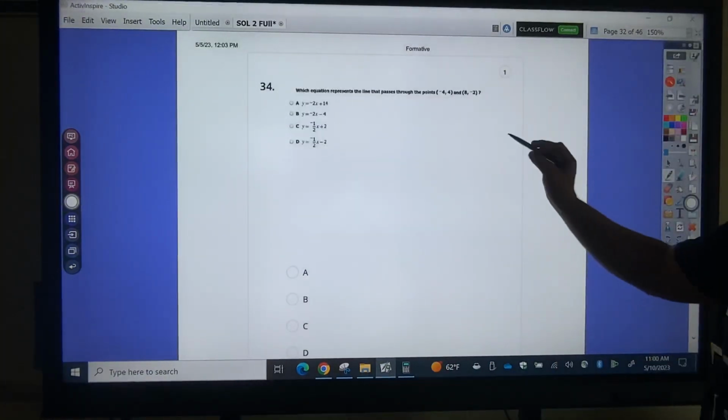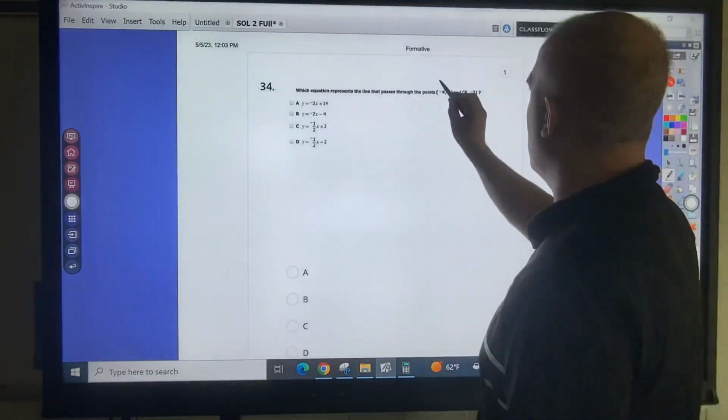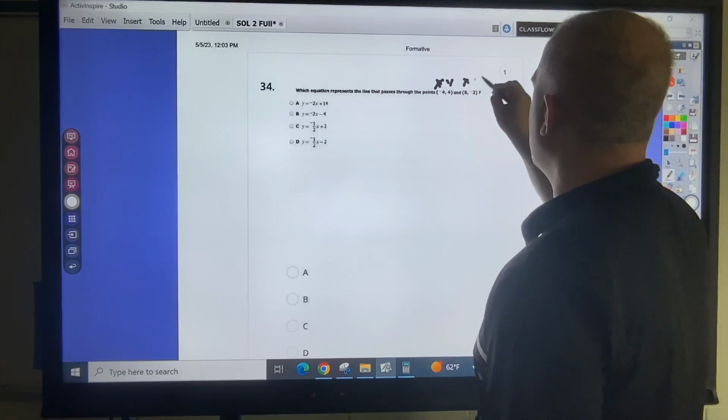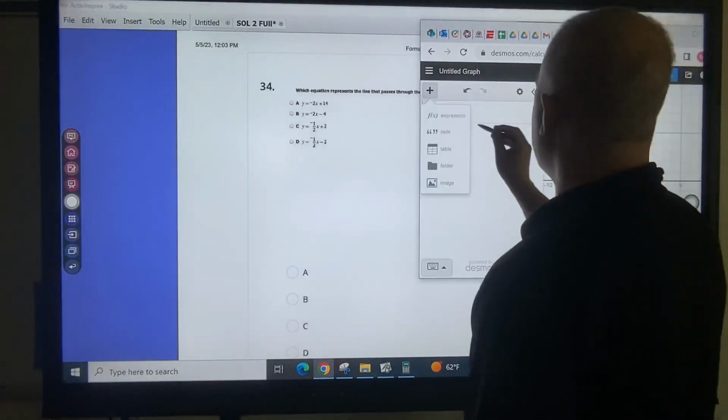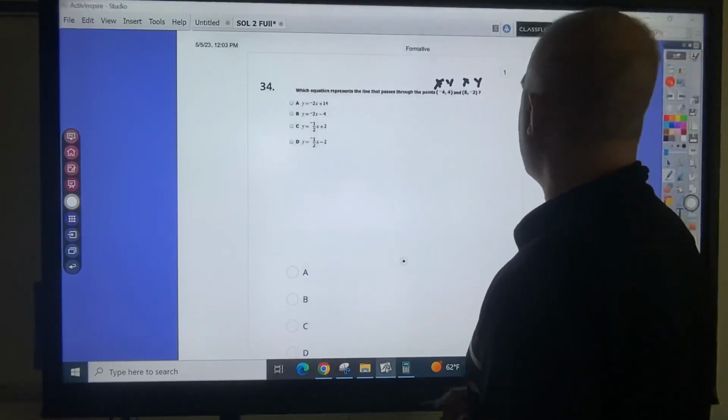Okay, this one's also a line of best fit because these are all lines, x, y, x, y. Okay, so I'm just going to delete that, make a new table. Okay, I got negative 4, 4.